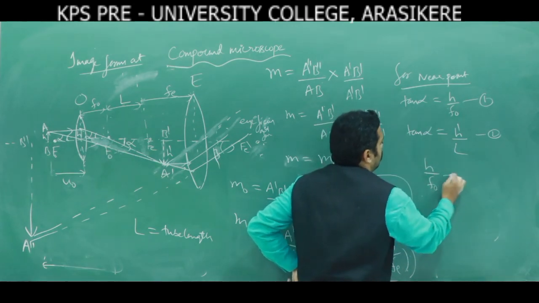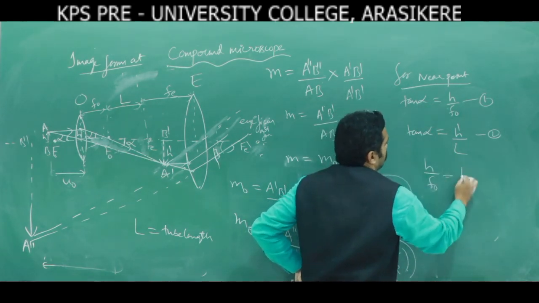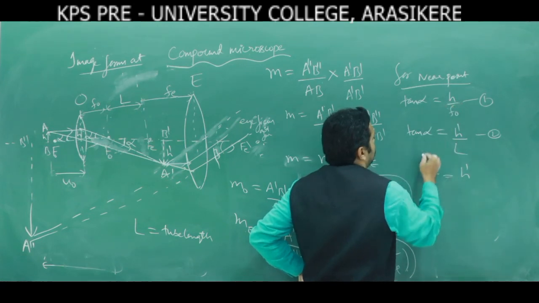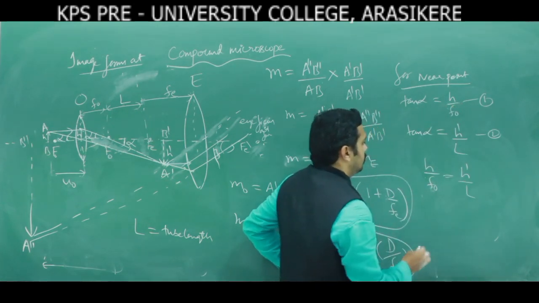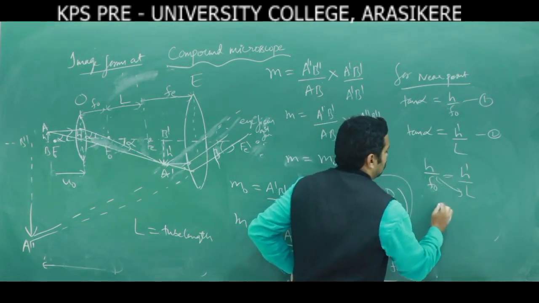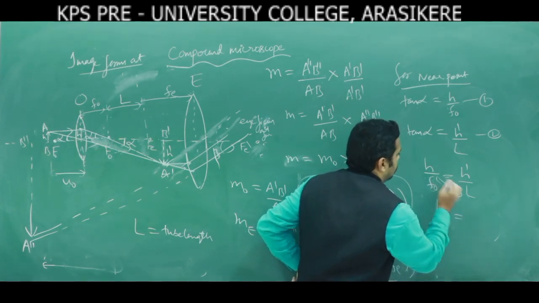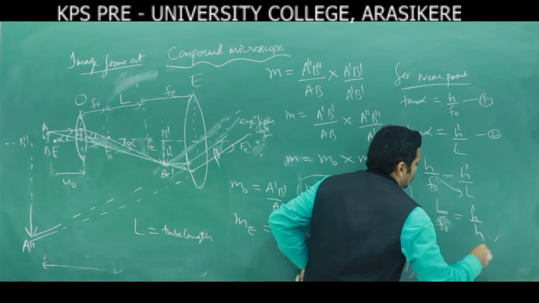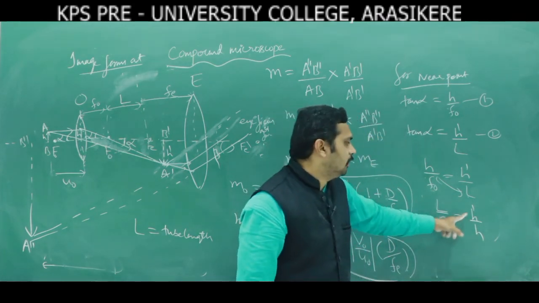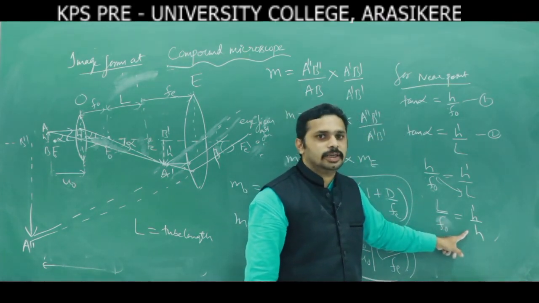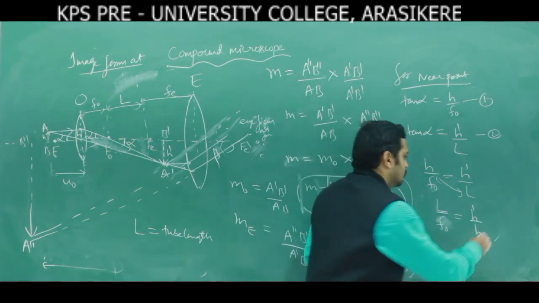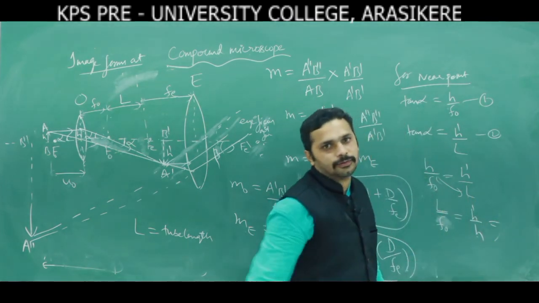Equating tan alpha, H by F naught is equal to H dash by L. To take L to this side, L by F naught is equal to H dash by H. What is H dash by H? Height of the image to height of the object.